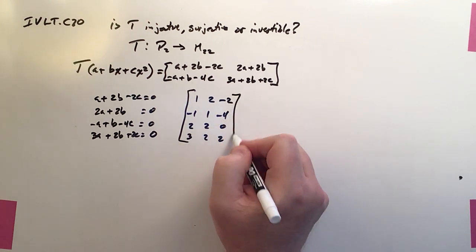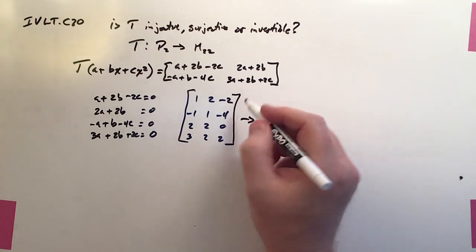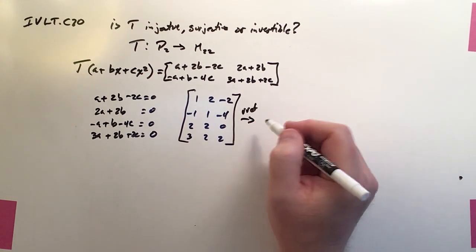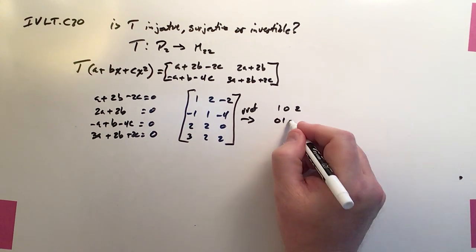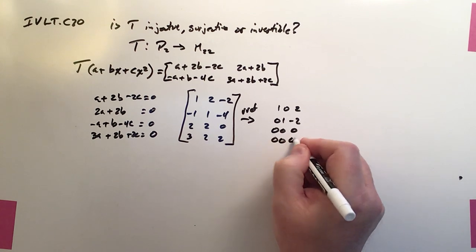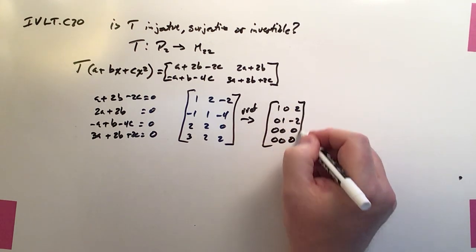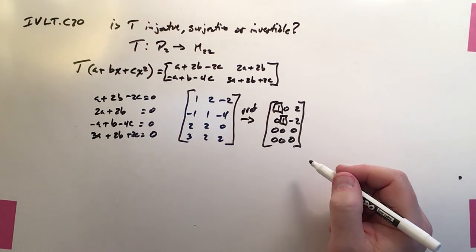And if we throw this guy through the RREF process in order to find basically the null set of this matrix, this is what we get. We get 1, 0, 2. We get 0, 1, negative 2. We get 2 rows of zeros. And that's bad news, because we needed this to produce all zeros, and it won't. It'll produce 2 zeros and 1 free.